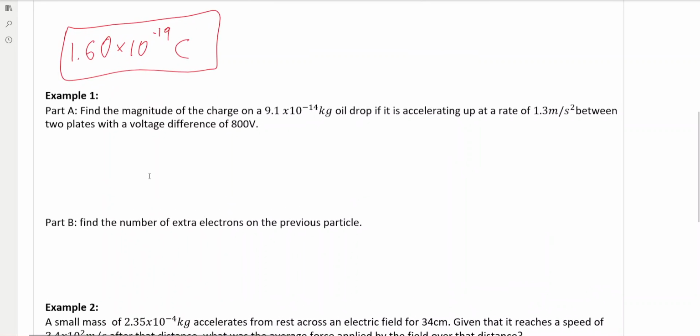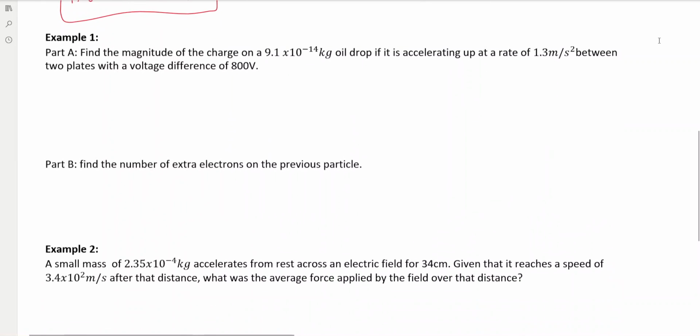So anyways, let's take a look at a couple example questions that are kind of related to this. Find the magnitude of a charge on that oil droplet with that mass if it's accelerating up at that rate between two plates with a voltage of 800 volts.